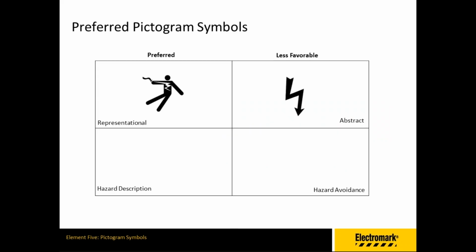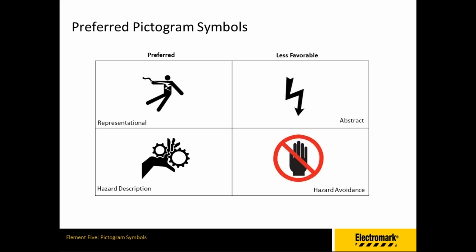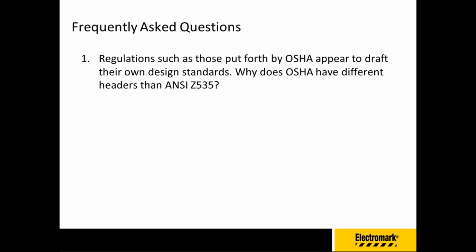Again, though, symbols should demonstrate simplicity, but representational symbols are preferred over abstract symbols. And hazard description symbols are preferred over hazard avoidance symbols. And certain special symbols, for example, you may be familiar with the biohazard or radioactive safety symbols. Although they may be abstract, because they're primarily used to communicate safety messages to experienced audiences, they're understood more through trained recognition. And so that's an exception to abstraction.